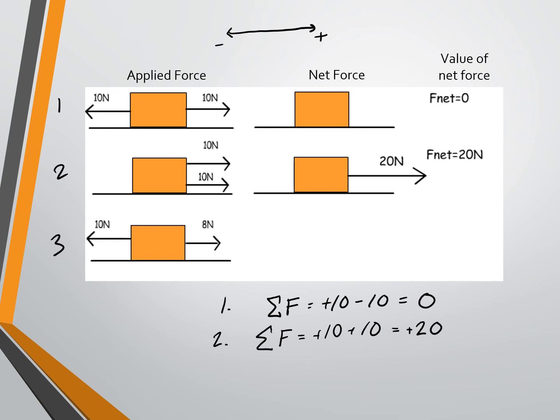Now I want to look at number 3 here. I have 10 pointing to the left, so that's going to be negative 10, and I have 8 pointing to the right, so that's going to be a positive 8. Again, I like to do it in whatever order we want, as long as we account for all of our objects. So negative 10 plus 8 is going to give us minus 2, which means our net force is going to point to the left with a value of 2.